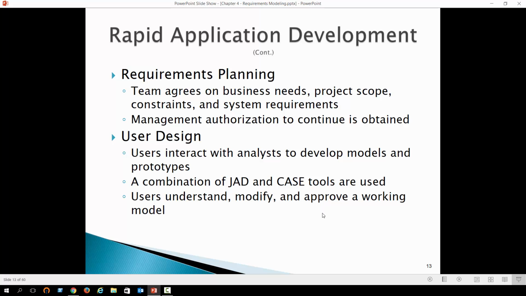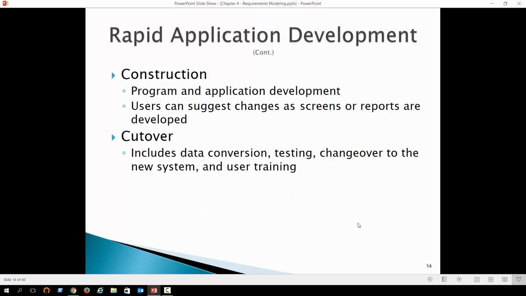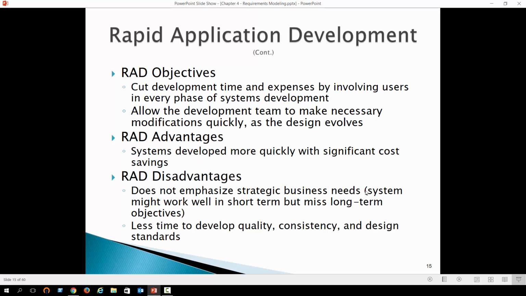So a combination of JAD and CASE tools are used. The CASE tool we'll look at here in a minute. The graphical representation of what we're doing here, of the design, storyboarding, users understand, modify, and approve a working model. So that's that prototype. We work to construction, and then, like I said, we eventually cut over as we talked about in the previous slide.